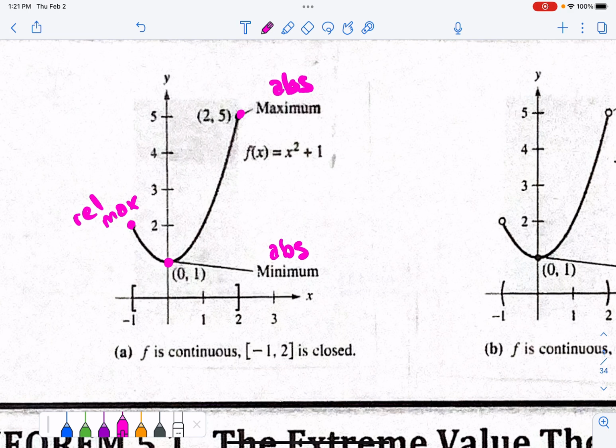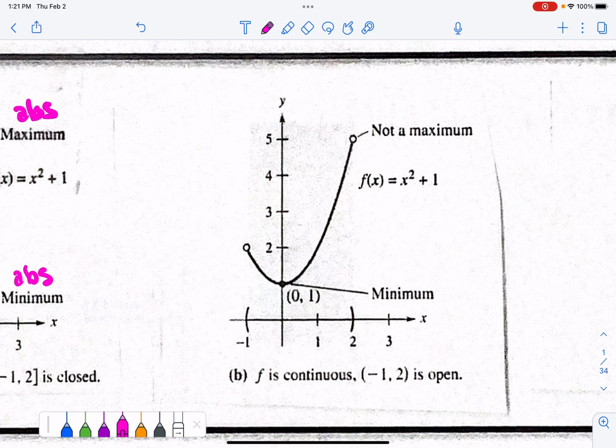Are the open circles anything? No. So that is not a physical point. That is not a physical point. So here we only have a minimum.